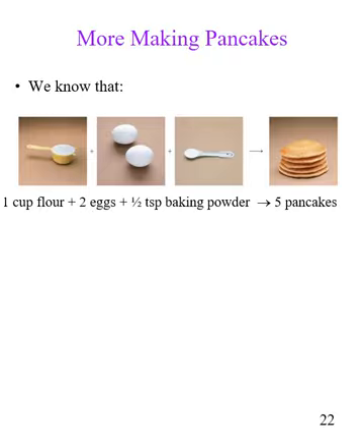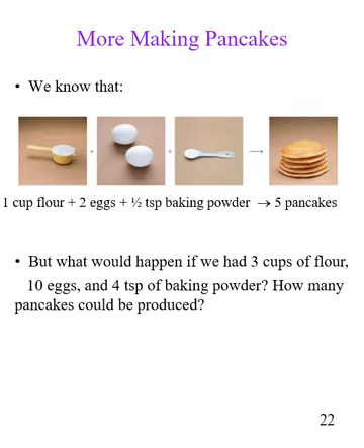So we're going to do some more examples of pancakes. We're going to make stoichiometry even harder. So we know that we have this recipe: a cup of flour, 2 eggs, half a teaspoon of baking powder, produces 5 pancakes. But what would happen if we had 3 cups of flour, 10 eggs, and 4 teaspoons of baking powder? How many pancakes could we produce? Let's work on that on the next slide.